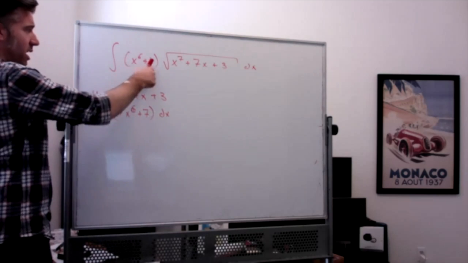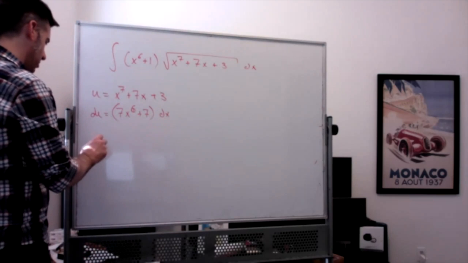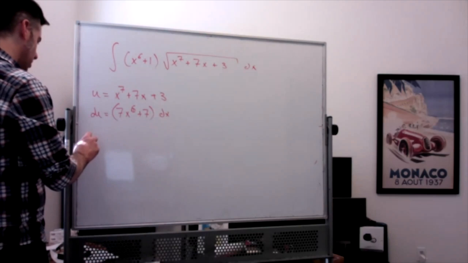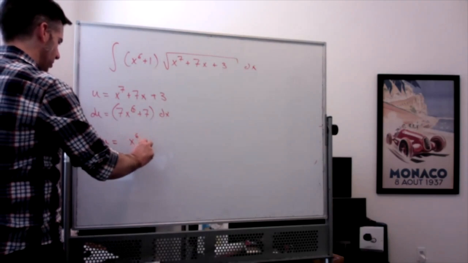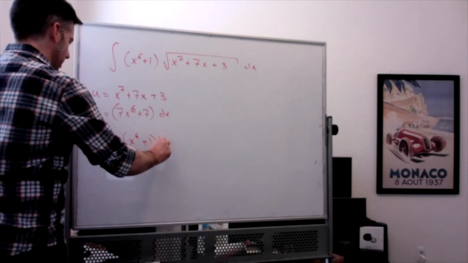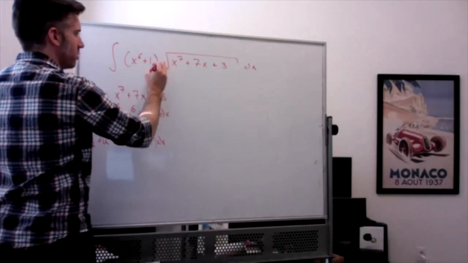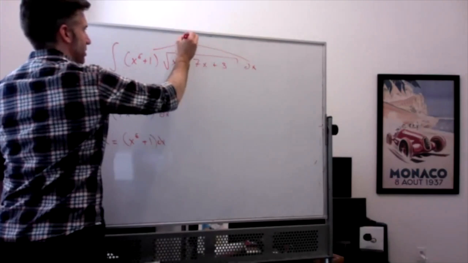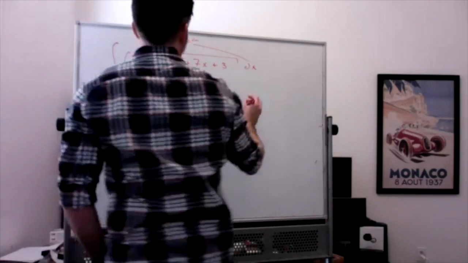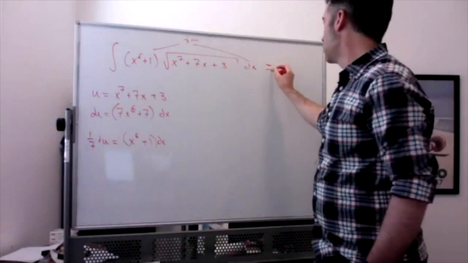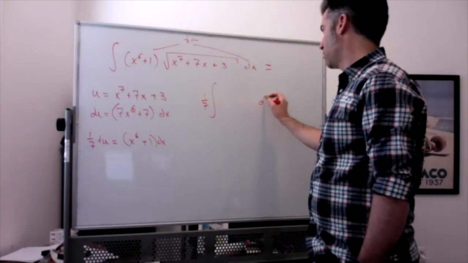And we essentially have that. Well, we have that divided by 7. So let's divide both sides by 7. So 1/7 du equals x to the 6th plus 1 times dx. And that's exactly what we've got. That part there is going to be our 1/7 du. So we can rewrite this integral as the integral of 1/7 du.